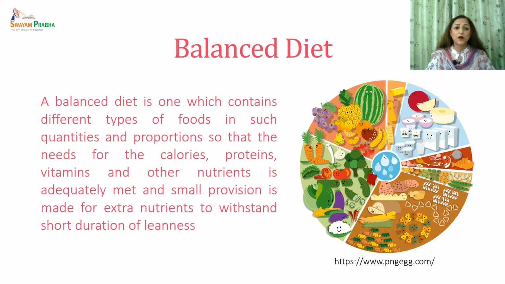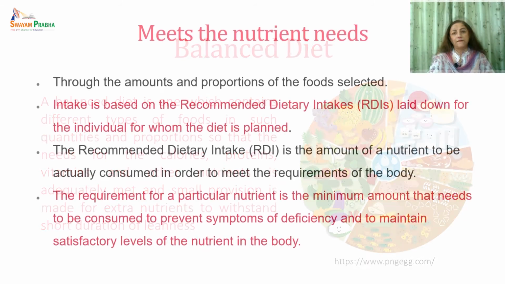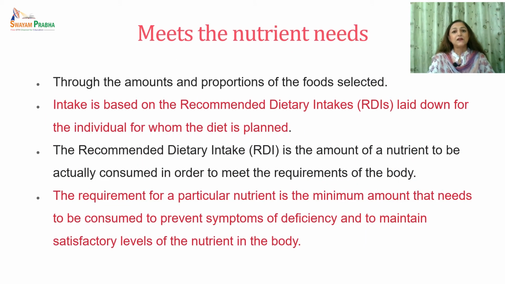This brings us to our topic, that is the concept of balanced diet. What is a balanced diet? It is one which contains different types of foods in such quantities and proportions that the needs for calories, proteins, vitamins and other nutrients are adequately met, and small provision is made for extra nutrients to withstand short duration of leanness also. Let's try and understand what this definition of balanced diet conveys.